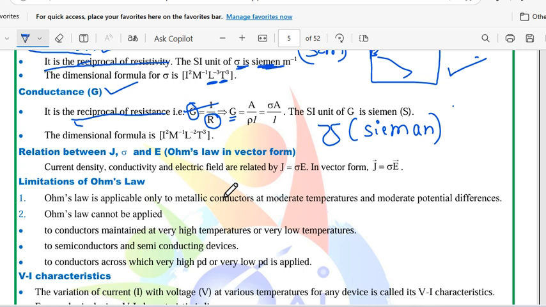So now let us derive the relation for J, the current density. I have told you in the first class of this chapter, J is the current density, sigma is the conductivity and E is the electric field. These are related by the formula J is equal to sigma into E. In vector form, we denote J bar and E bar. So let us derive this expression.